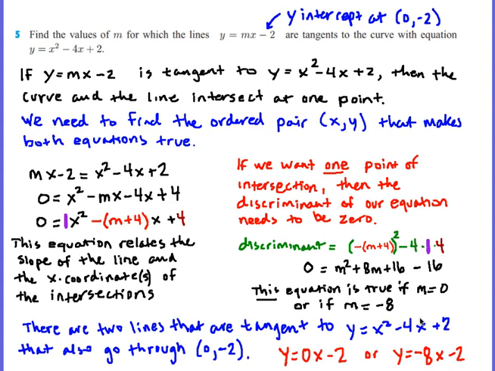So what that basically means is we've got two possible lines that could be tangent to the quadratic curve, x squared minus 4x plus 2. And those lines also go through the y-intercept of (0, -2). Those two lines are y equals 0x minus 2, and also y equals -8x minus 2.